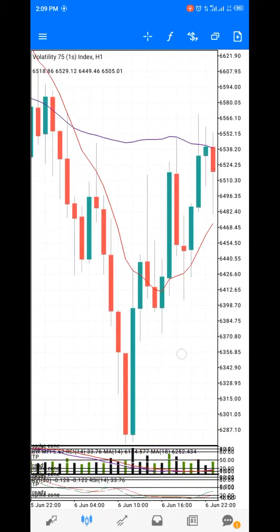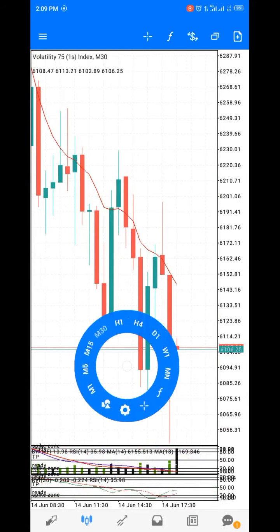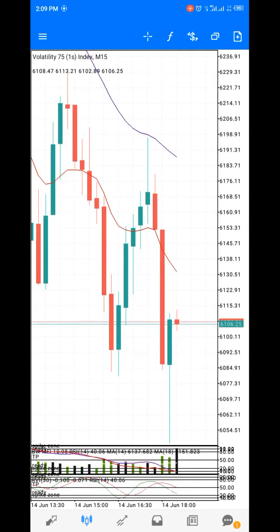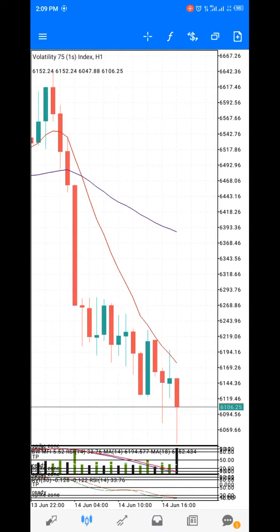If you like this candlestick formation, you can actually use it on the 30-minute time frame. But I don't recommend anything less than 15 minutes. Just 30 minutes and 1 hour. You can use the 15 minutes, but I don't recommend it that much.